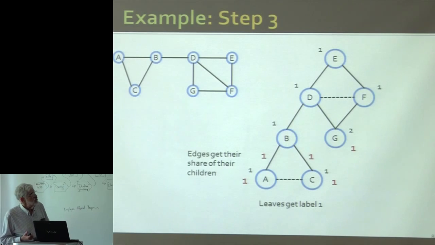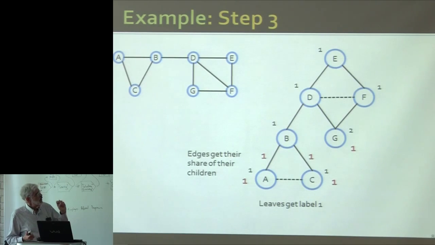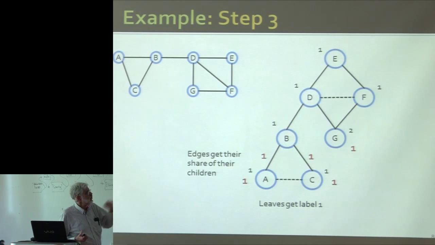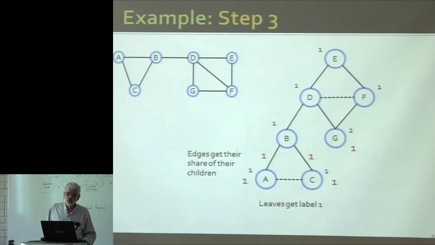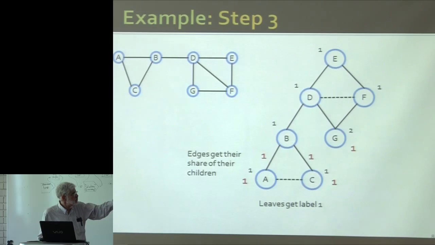Now, edges in general, working bottom up, get their share of the red label of their children. In this case, B has only one child, A, and A has only one parent, B, so B gets the full share of A's label, which is 1. So the edge BA gets the full share of A, which is 1. The edge BC gets the full share of C's label, which is again 1. And that says that there's exactly one shortest path going from E through somewhere below the edge BA. And in that case, it can only go to A.